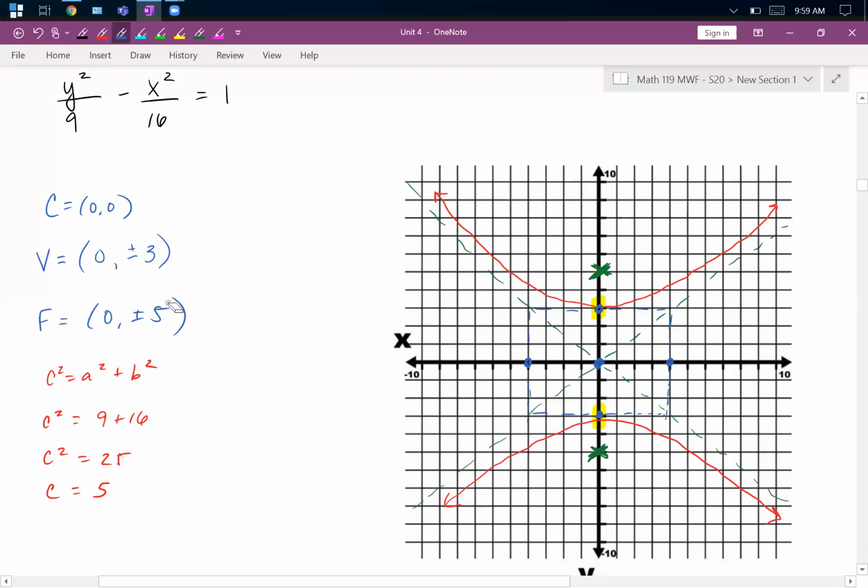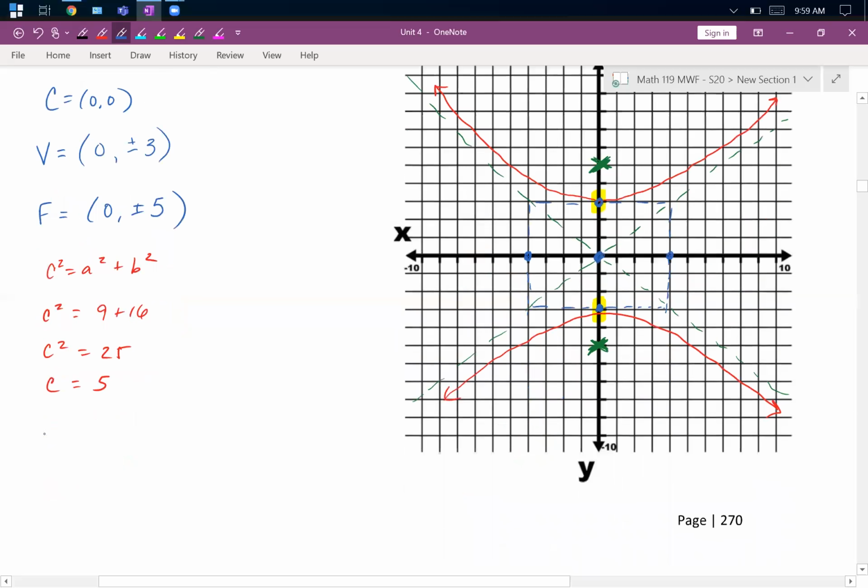I'm sure my math lab won't let you do the plus or minus. Make sure you list them out separately. I'm fine with the plus or minus. And then we need to do the asymptotes.